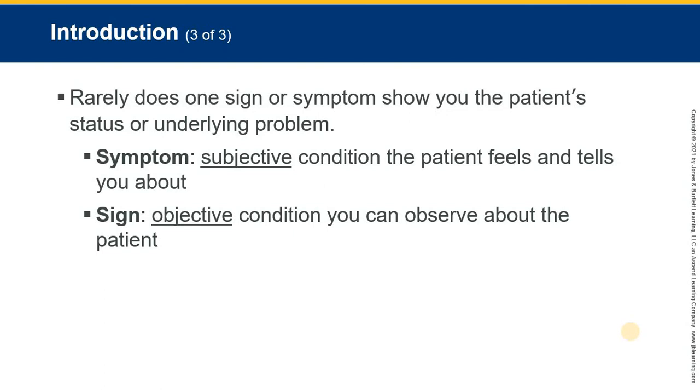So just one sign or symptom doesn't always show you what's going on with the patient here. And you need to understand the difference between a sign and a symptom. So a symptom is going to be subjective. It's going to be what the patient feels and what they tell you about, things that you can't see with your own 5 senses, such as how badly they actually hurt from 1 to 10, that sort of thing. That's going to be subjective, just based on what the patient tells you. Now, a sign is an objective condition. It's things you can see, deformity to someone's arm because it's broken, that sort of thing. Something that anybody can see.